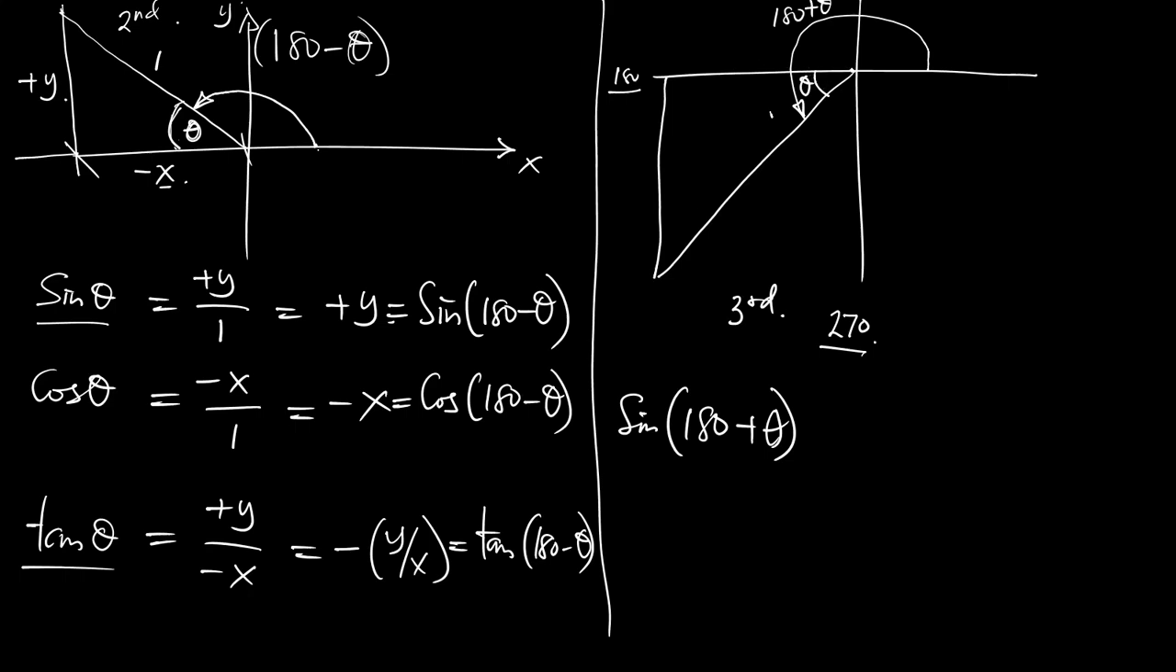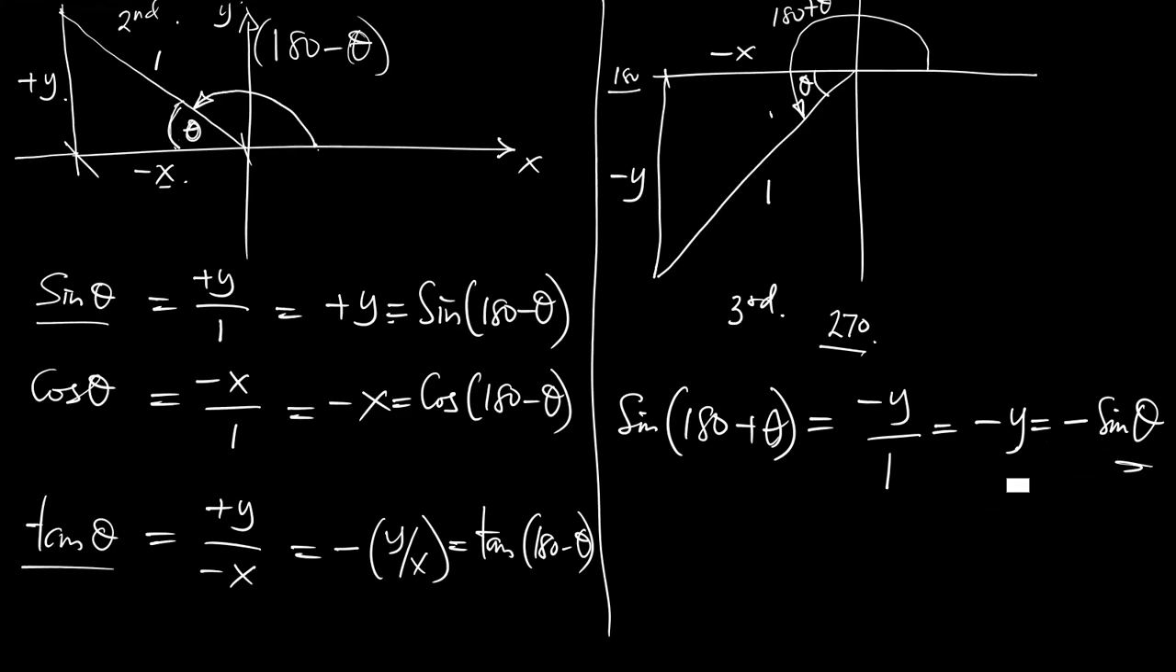So when you look at the x-axis, you have minus x. Let's say from here to here is x, so you have minus x because it is along the negative axis. Then for y, you have minus y because it's along the negative y axis. Here is 1, the hypotenuse. So now, minus y is opposite to the angle. So you have minus y all over 1, which is equal to minus y. So that means you have minus sine theta.